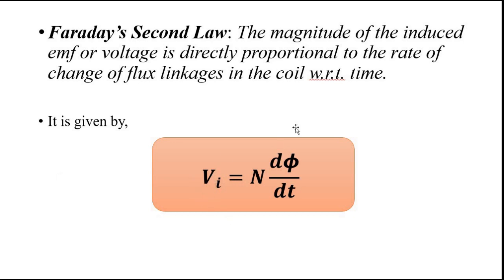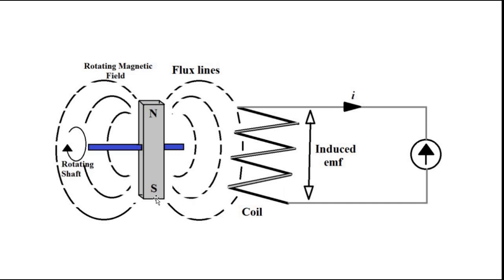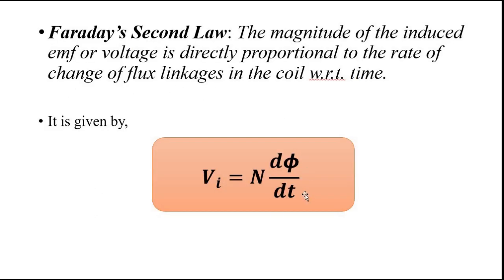So let's say we have a coil of n number of turns and the magnetic flux linking with it. The magnetic field can be produced due to any source, a permanent magnet, electromagnet, whatever it is. So whenever the magnetic flux changes, the magnetic field lines passing through the coil change, and EMF will be generated, and that induced EMF is directly proportional to the rate of change of flux with respect to time. And the expression is the induced EMF VI is equal to N d phi by dt.